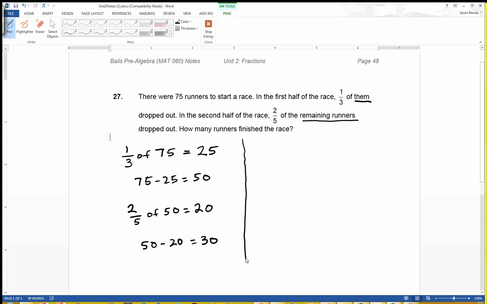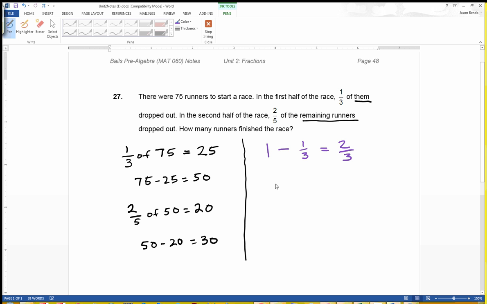But the way we want to see this problem isn't that we're going to do a whole lot of subtracting. I want to see this problem in a different way. So what I'm going to do is say in the first half of the race, 1/3 of the runners dropped out. So we started with all of the runners. We're going to take away 1/3. That means we're going to be left with 2/3. So 2/3 of the runners is what we had after the first half of the race.